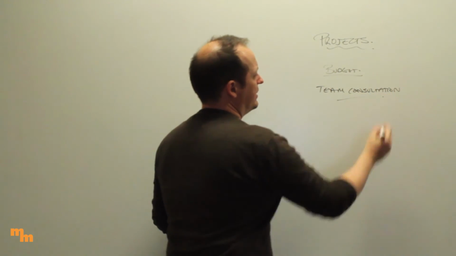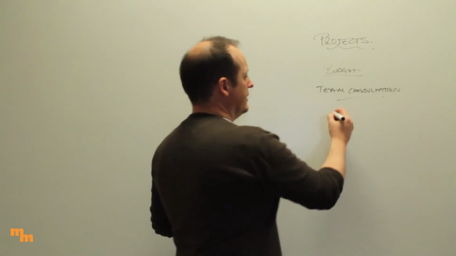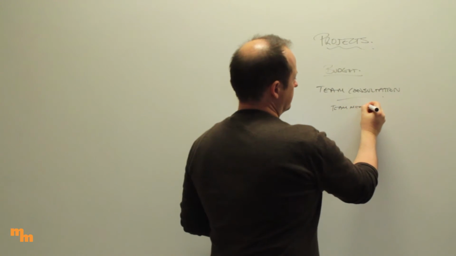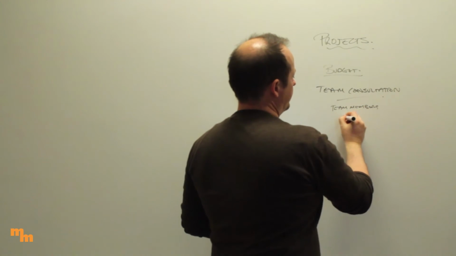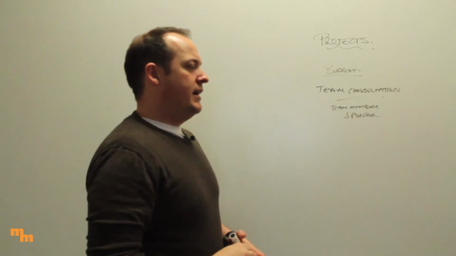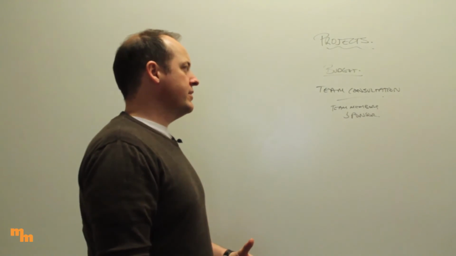Okay, once you've got that budget together, make sure you're doing your team consultation and the project sponsor if need be. So your team members and the sponsor. Okay, so we want to get all these people together and make sure that everyone has an opportunity to now review all the information done so far.